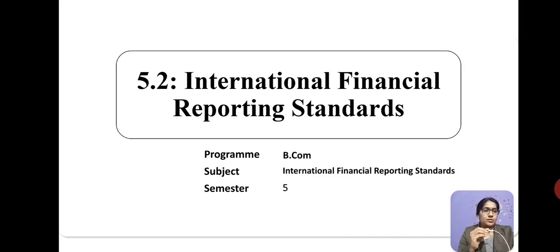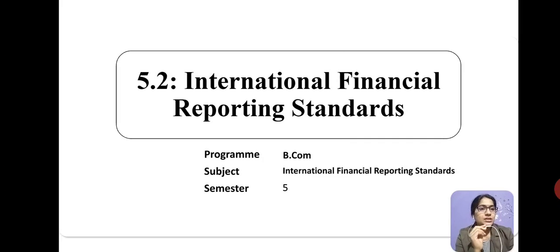Before you go about IFRS, you must be aware of accounting standards. So what is accounting standard and what is the purpose of the accounting standard? So you must have studied in your earlier classes, isn't it? Accounting standards are basically set of rules which are framed to guide in the preparation of financial reports.